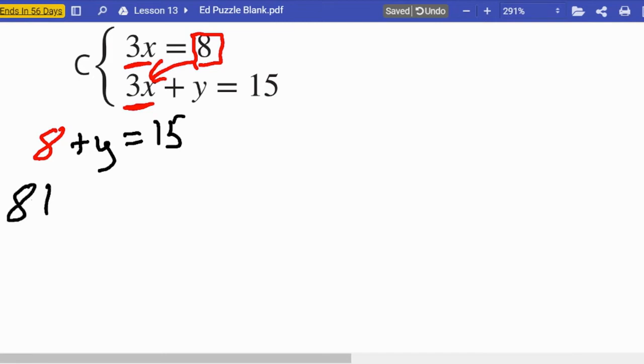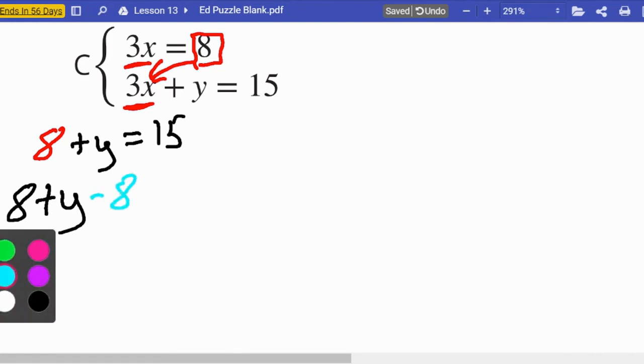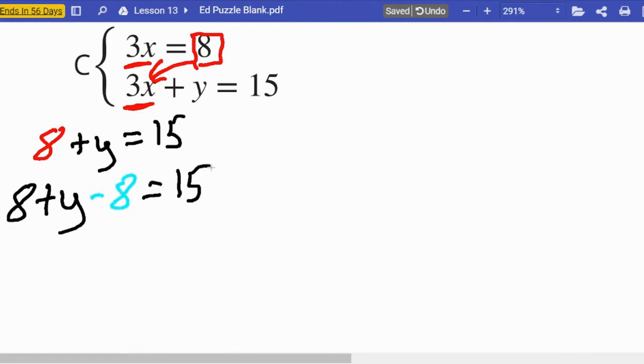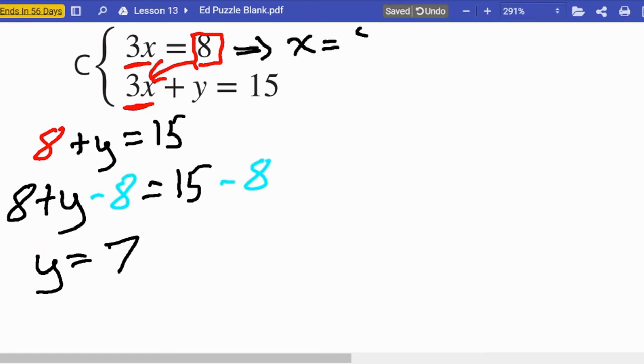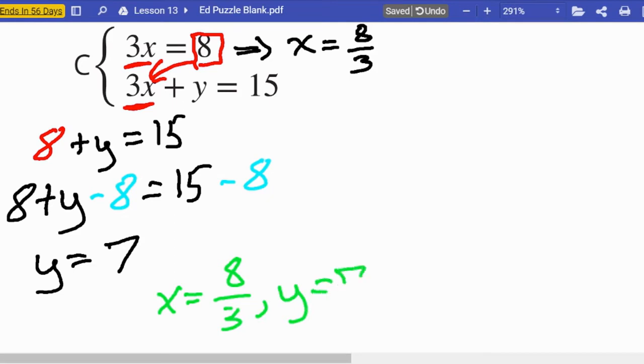So first we have to subtract 8 from each side. So minus 8 is equal to 15 minus 8. We're left with y is equal to 15 minus 8, which is 7. Now we need to solve for x. And again, from this top equation, we know x is equal to 8/3. So we have x is equal to 8/3, y is equal to 7.